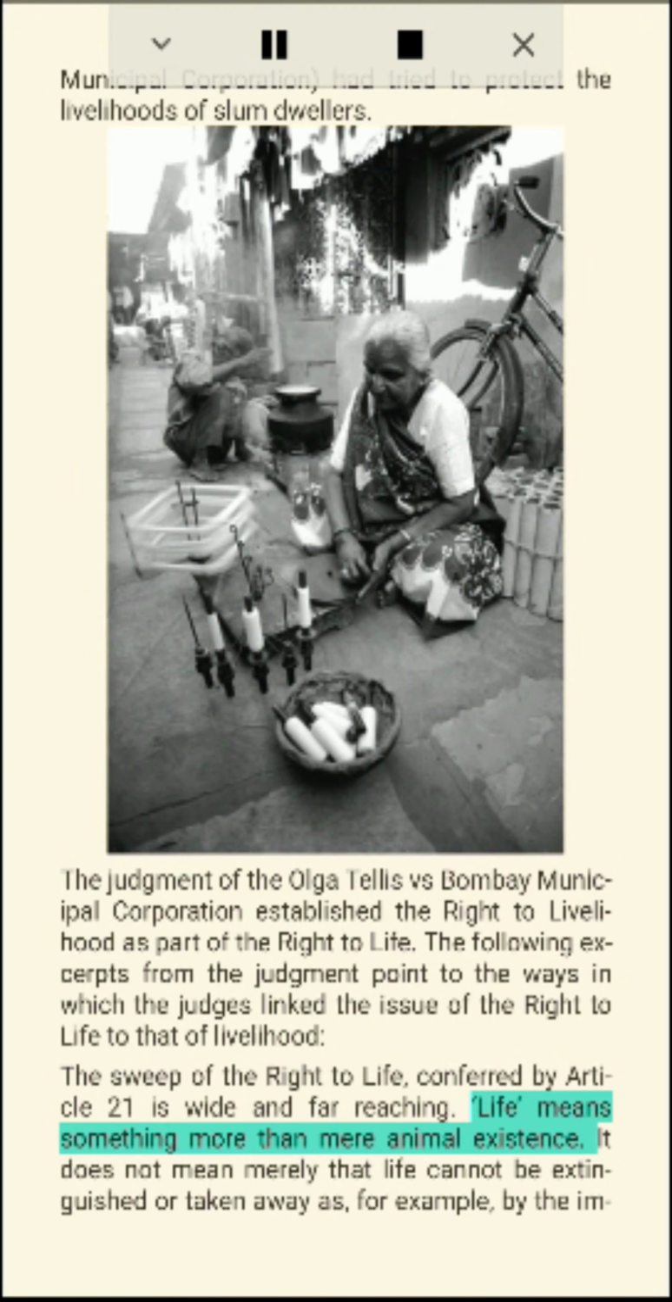The sweep of the right to life conferred by Article 21 is wide and far-reaching. Life means something more than mere animal existence. It does not mean merely that life cannot be extinguished or taken away as, for example, by the imposition and execution of the death sentence, except according to procedure established by law.